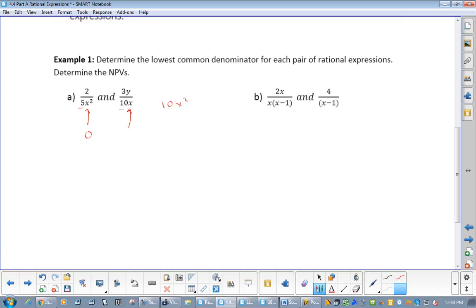So x cannot equal 0. Okay, so we're not going to do any math on these right now. We're just going to do... Now, B. B is a really easy one.